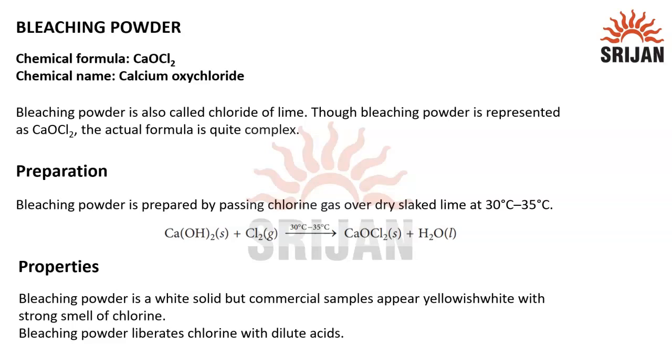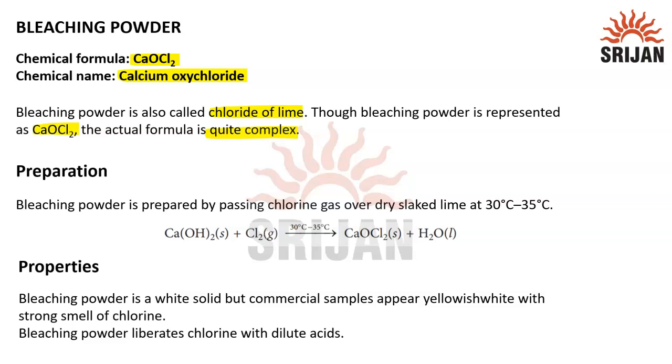Bleaching powder, whose chemical formula is CaOCl2 and whose chemical name is calcium oxychloride. Bleaching powder is also called chloride of lime. Though bleaching powder is represented as CaOCl2, the actual formula is somewhat quite complex.